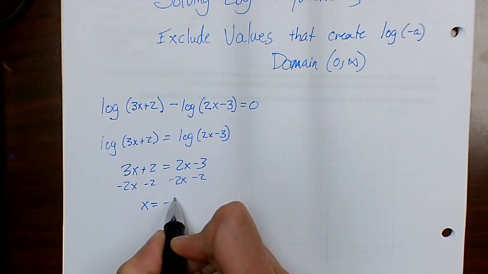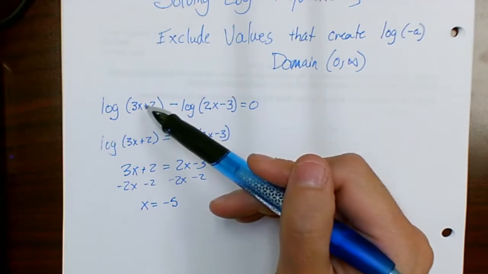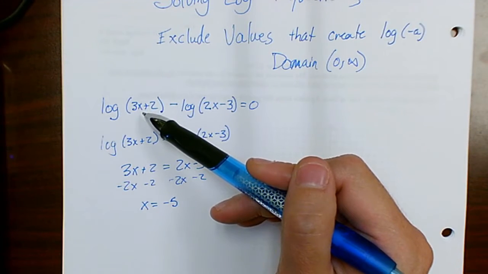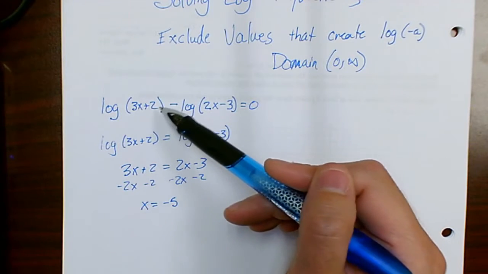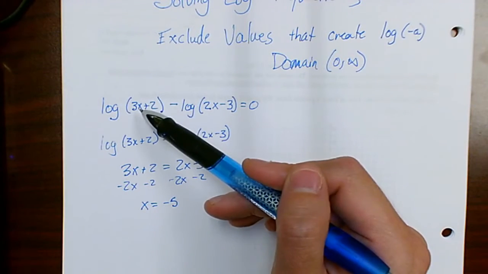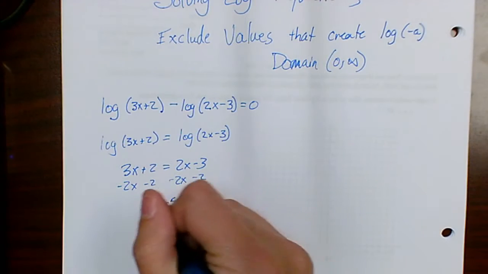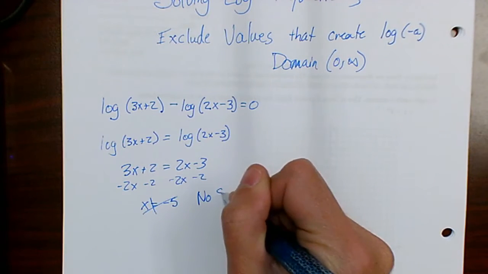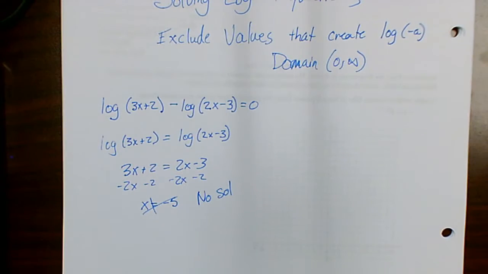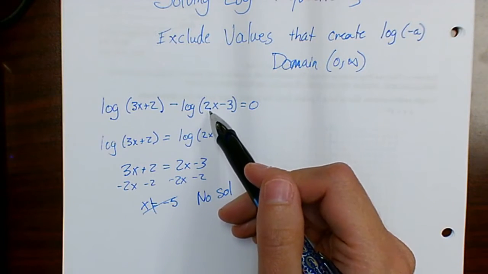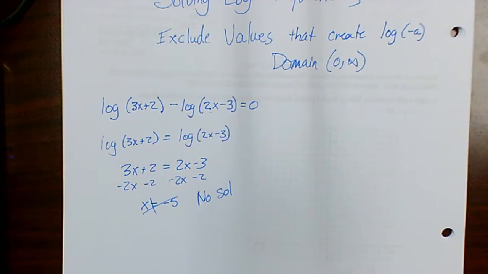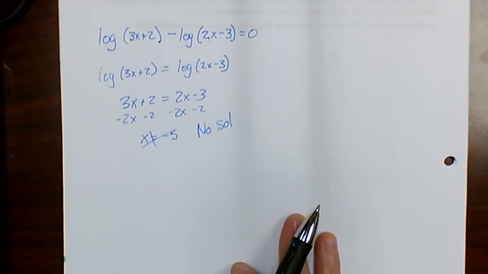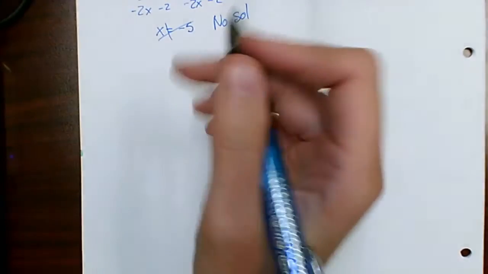So x equals -5. Plug -5 in, so we get 3 times -5, which is -15 plus 2. Well, that's going to be a negative value, so that won't work. Even here we get a -13, which just will not work. So the first one ends up being no solution.